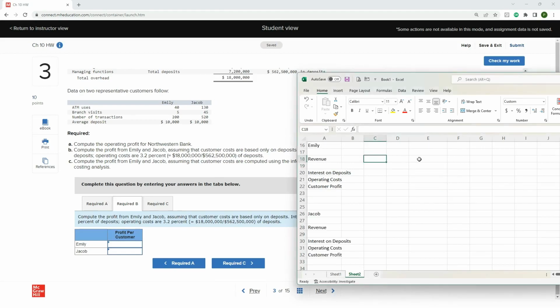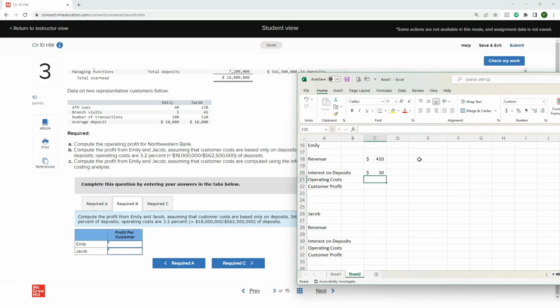So for Emily, what is the revenue that we get from her? Remember that she deposited $10,000 on average. So when we take her $10,000 and we loan it out as the bank, we make 4.1% revenue on that. So that's 10,000 times 0.041. We get $410 of revenue from her. And we turn around and we pay her 0.3%. So that's 10,000 times 0.003.